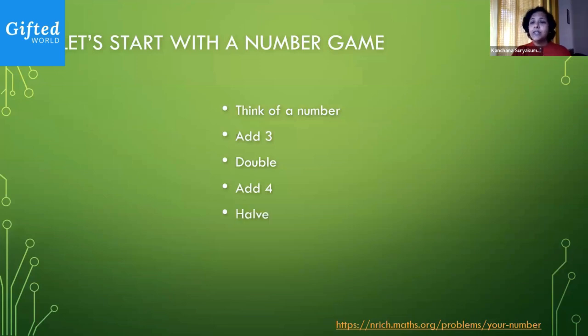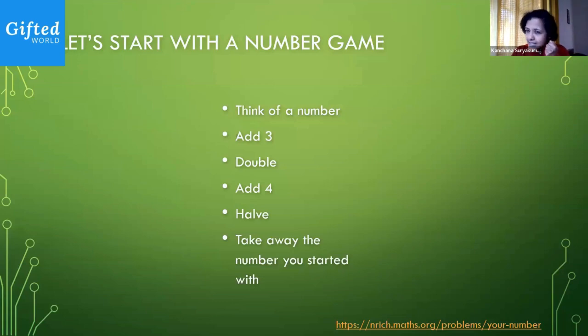Then whatever you have now with you, divide by 2. That is, you're making it half of what it is. And then finally, whatever number you thought of first, take away that number from your answer.